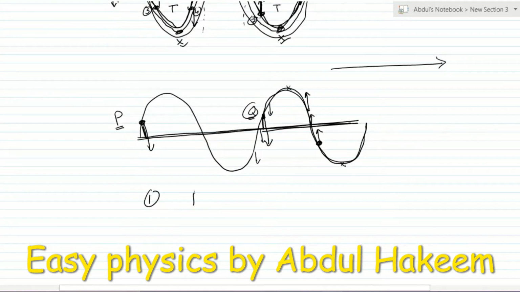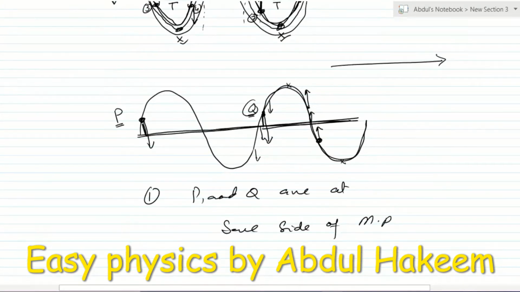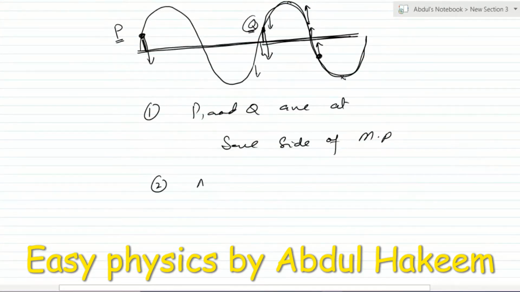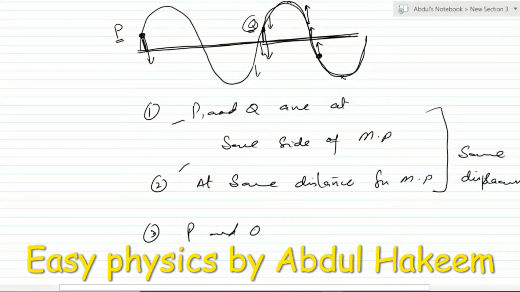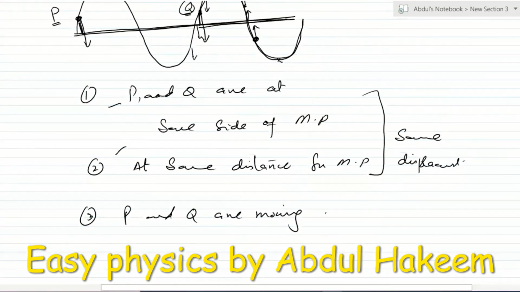So number one, P and Q are at same side of mean position. Number two, at same distance from mean position. In short, for these two, they have same displacement from the mean position. And number three, P and Q are moving in one direction.